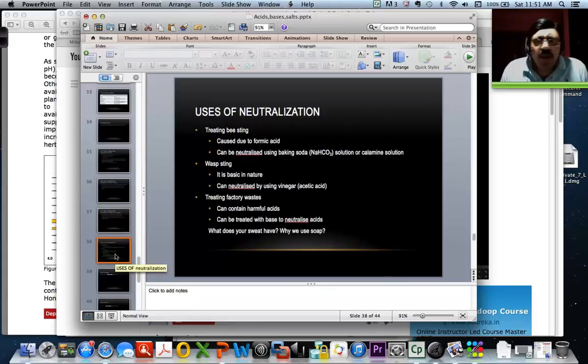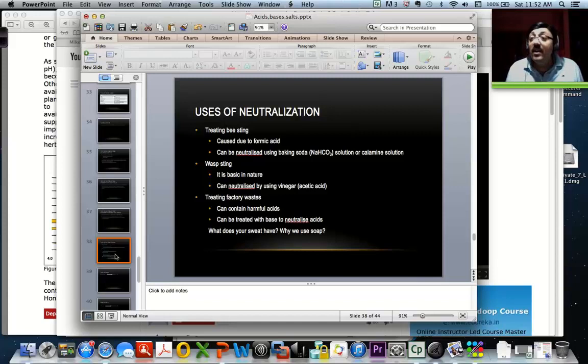So then there are some other uses of neutralization. One is the bee sting. Now I told you the bee sting is because of the formic acid, right? So what you can do is apply some baking soda, which is sodium bicarbonate, which is a base, right? And now the base can neutralize the formic acid there, and that can give you comfort. The other thing is calamine solution. Calamine solution is also basic, right? Lactocalamine is a commercial product which is pink in color. You might have seen it, which can again be applied, and that base can neutralize the formic acid, and that gives you comfort, right?